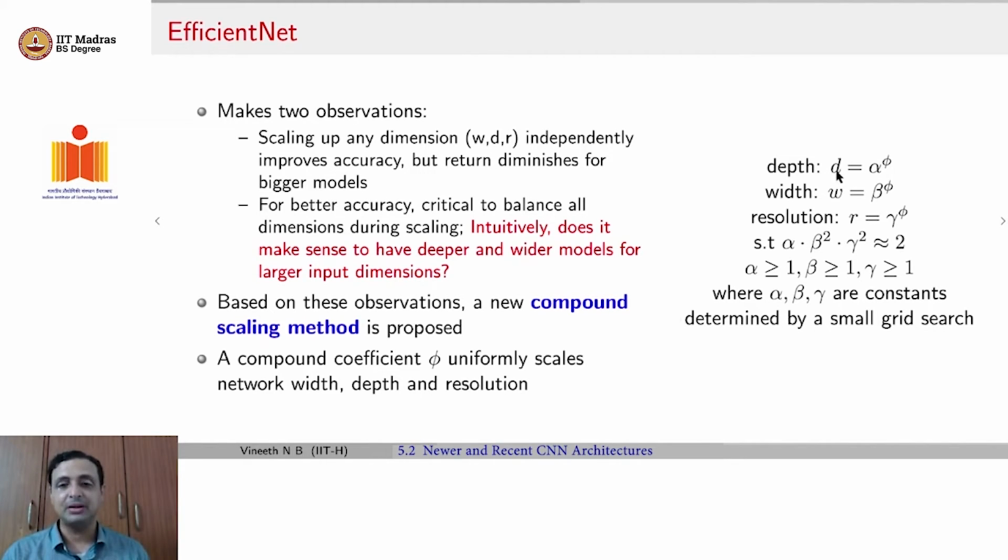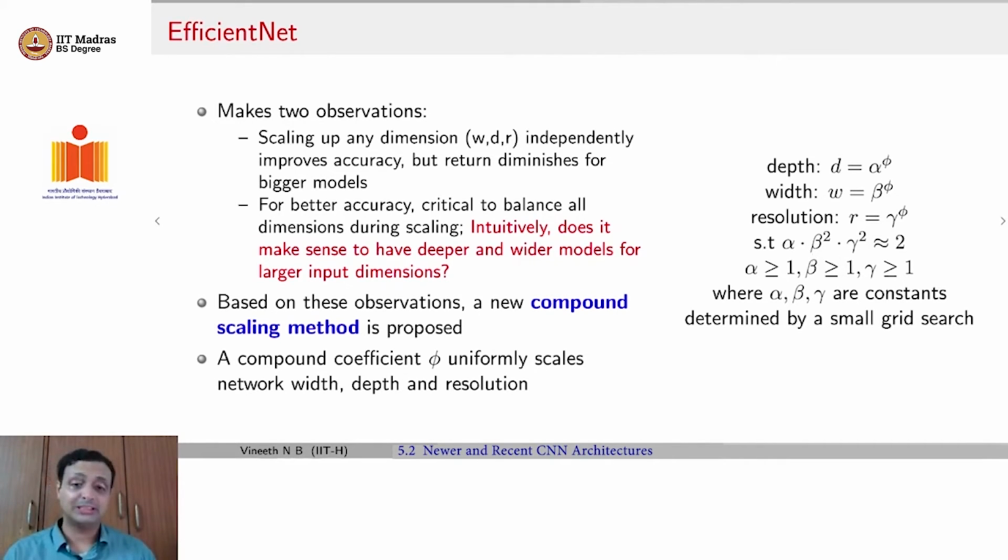says that depth d is equal to alpha power phi, width w is beta power phi, resolution r is gamma power phi, such that alpha into beta square into gamma square should be about 2, and each of alpha, beta and gamma must be greater than or equal to 1, and they're all constants. You may wonder how this came. Firstly, let's try to understand each of these. Why alpha into beta square into gamma square and not alpha square into beta square and gamma square, for instance?